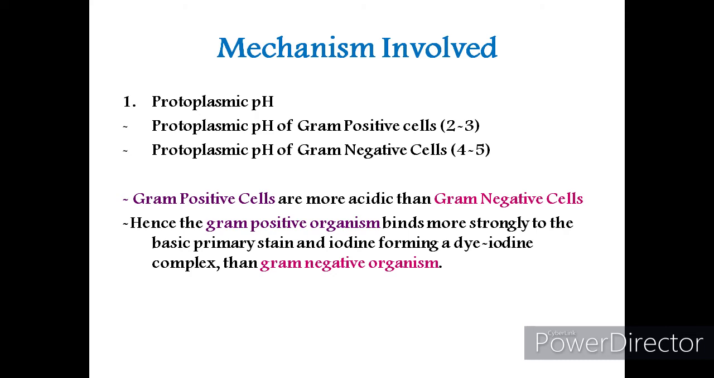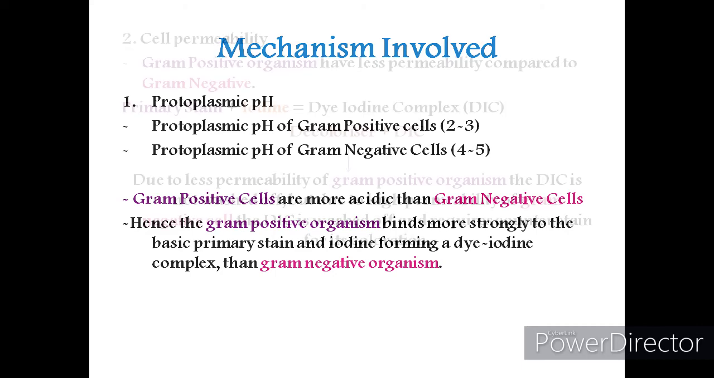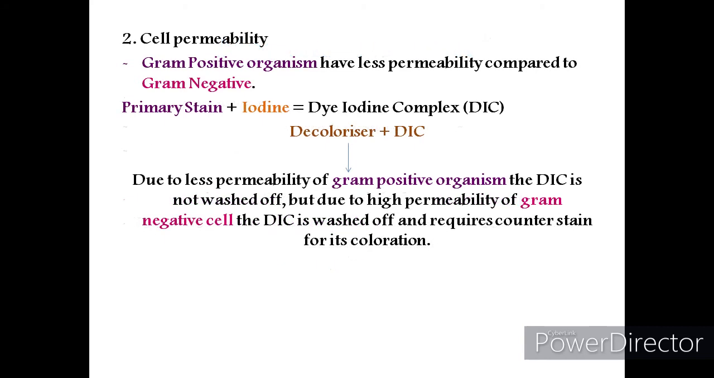Now firstly, protoplasmic pH. The protoplasmic pH of gram positive organisms is 2 to 3 and that of gram negative organisms is 4 to 5. So gram positive organisms are more acidic, hence they are able to bind more strongly with the basic primary stain than gram negative organisms.